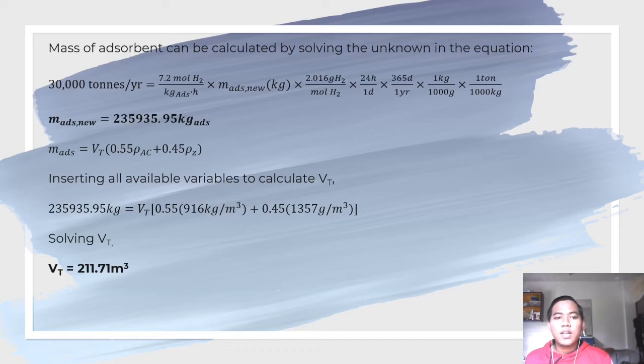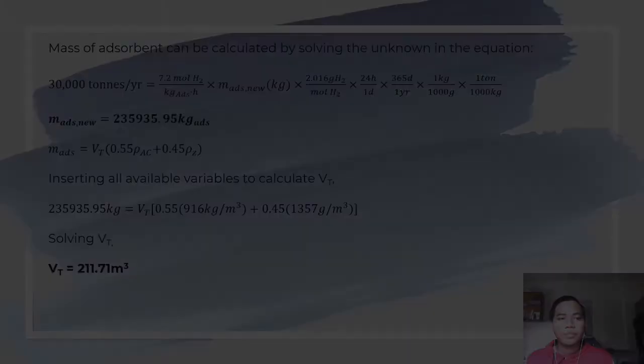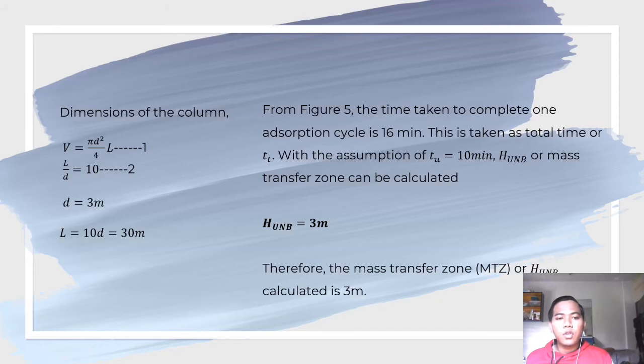We first calculate the mass of the adsorbents in the new column, and then using the mass, we can use the formula to find the volume. From the volume of the new column, we can then find the dimensions, which are the diameter and the length, using the given formula. And then, for the mass transfer zone or HUNB, we gather the data from the articles to find TU and TT to find HUNB.